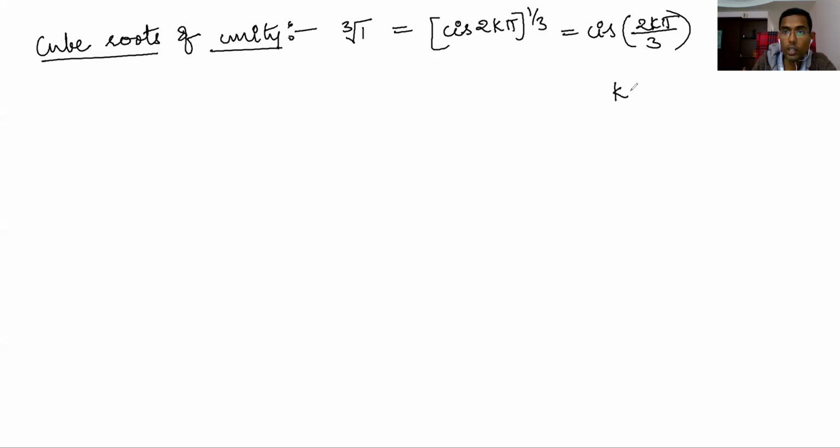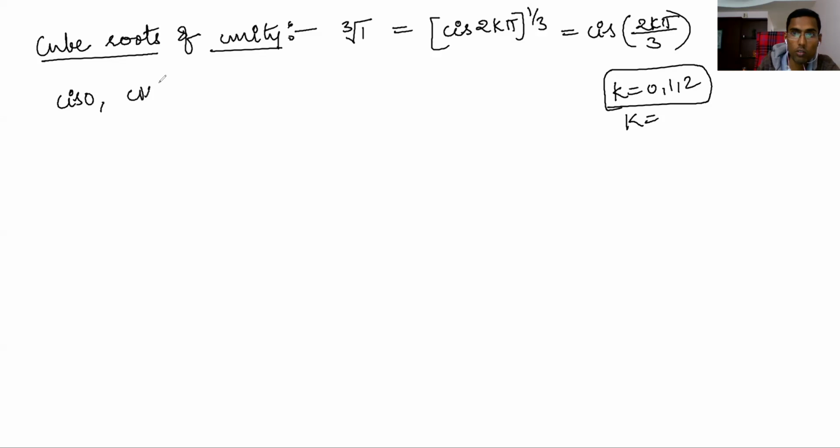So what is the value of k? If you start with 0, then 0, 1, 2. If you start with 1 also, no problem. If you start with 2 or 3, whatever, you must take 3 consecutive numbers. So what you get for cube roots of unity is cis 0, cis of 2 pi by 3, cis of 4 pi by 3. These are the cube roots of unity.